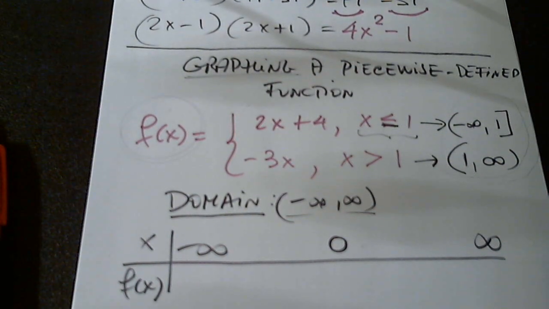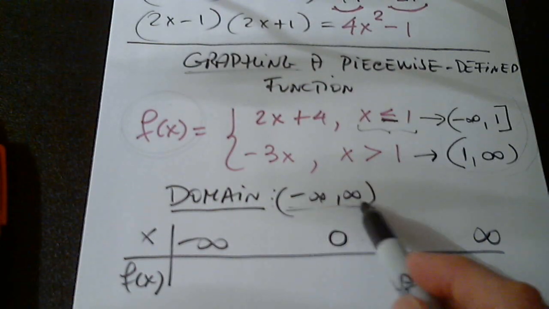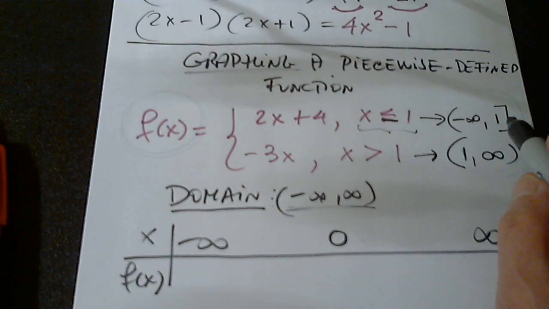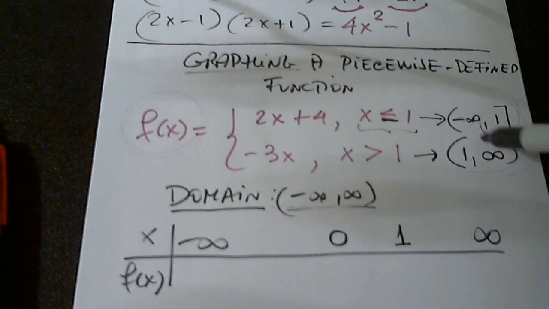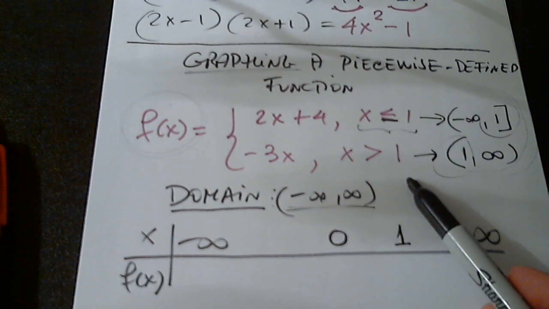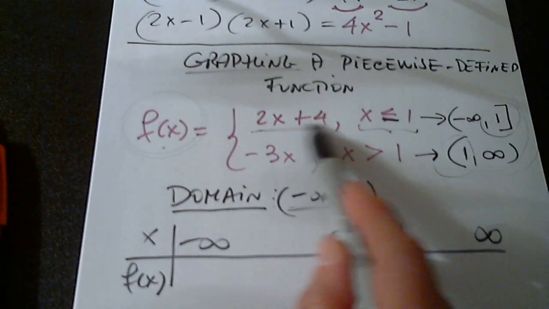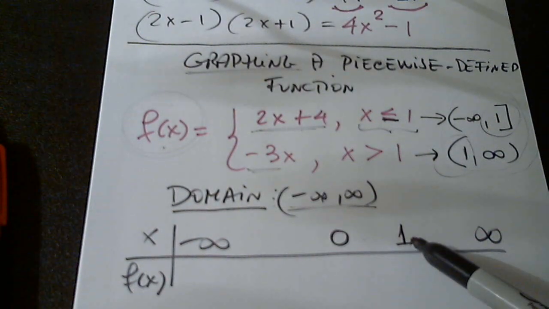I shouldn't say that at all times, because what if the function is only defined from 1 to infinity? Then 0 doesn't belong in there. But if the domain is all real numbers, 0 has to be there. Also, the other important number is 1. Why is 1 so important? Because something changes at 1. What changes? The function goes from this function to this function. So this must be a threshold, something important.